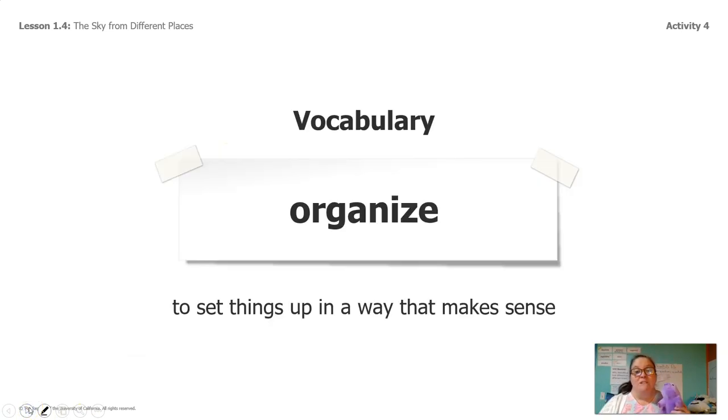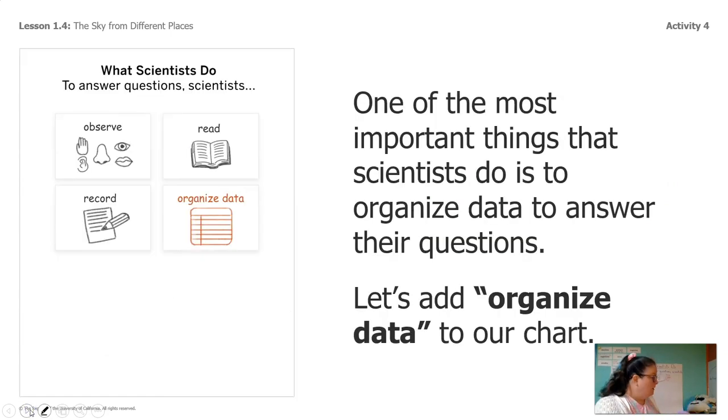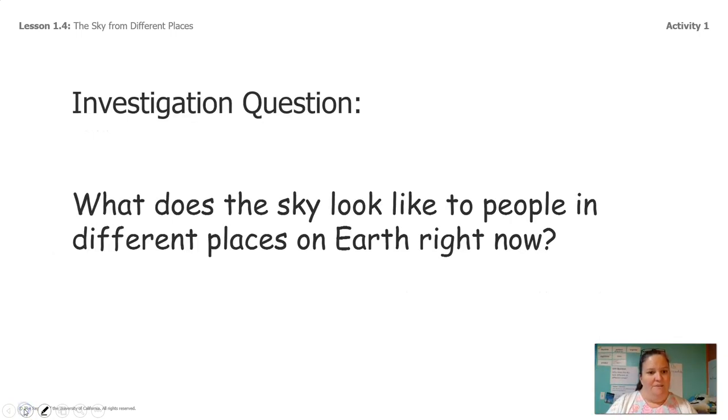So what we just did is we organized our data. So we set it up in a way that makes sense. And I'm going to put that up on our chart of what scientists do. We organized our data by what cities were day and which places were night, right? So we observed, we recorded, and we organized our data, which means we're just about done today, you guys.